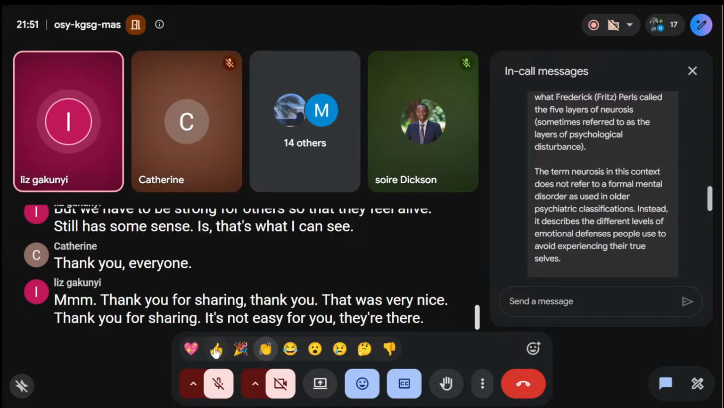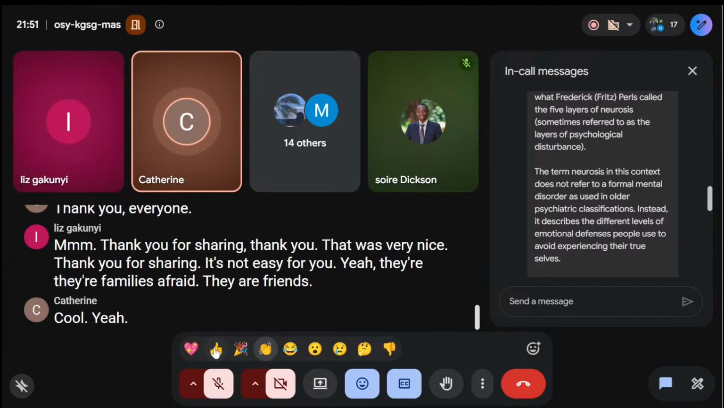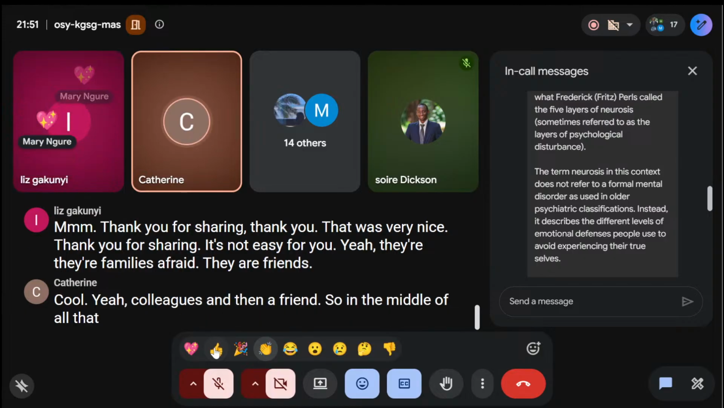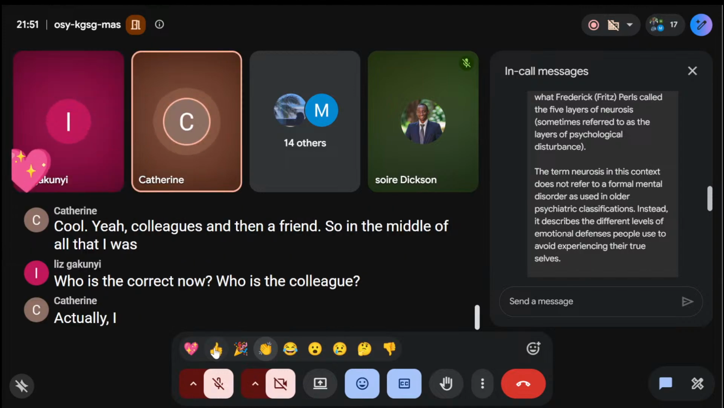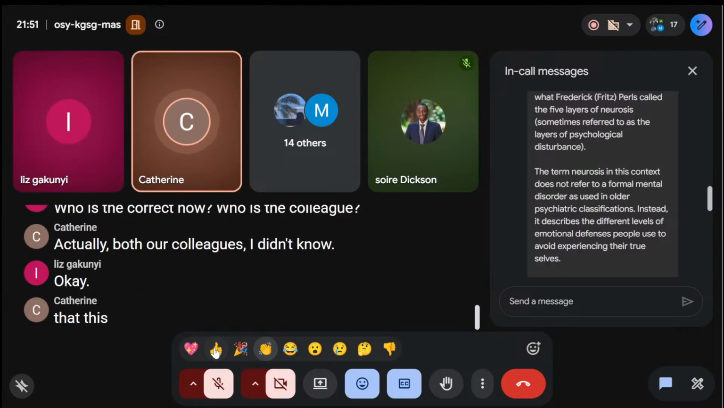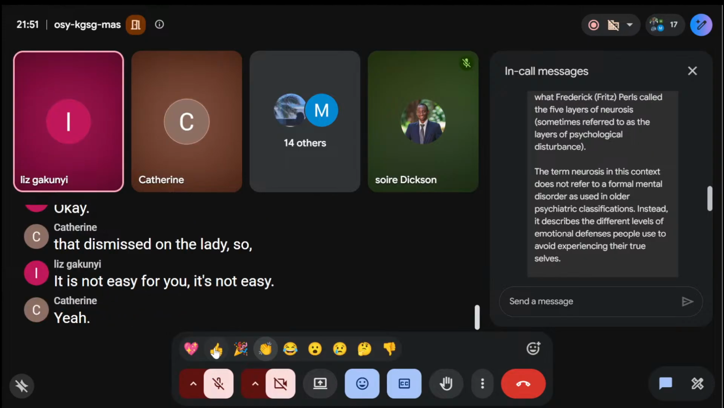The family is afraid. They are afraid. Yeah, colleagues and then a friend. So in the middle of all that, I was. Who is the colleague now? Actually, both are colleagues. I didn't know. Okay, the deceased and the lady. So it is not easy for you. It's not easy.